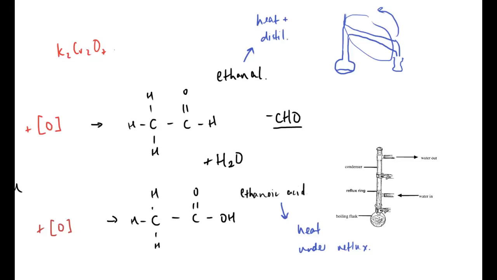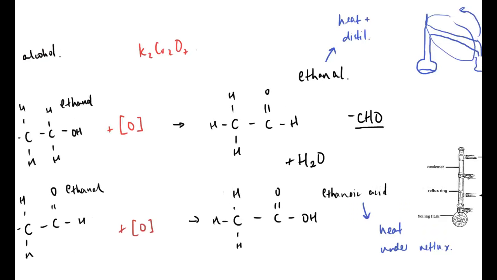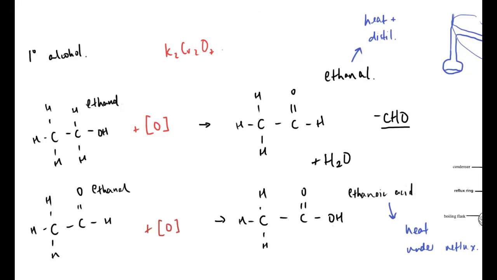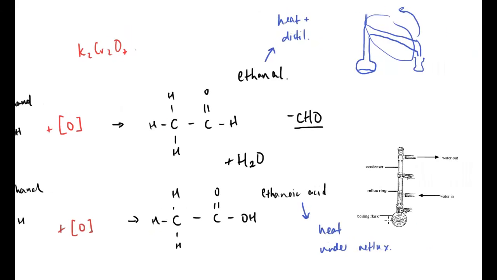And you keep doing this, and basically by heating under reflux, you can make sure that you've driven your oxidation right from your initial primary alcohol, ethanol, right through to your carboxylic acid. So you've heated under reflux.